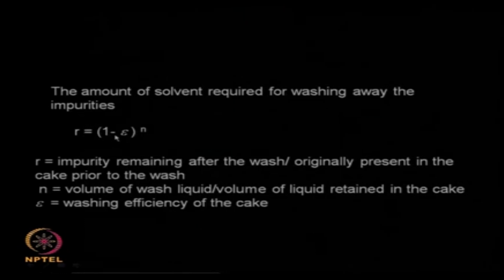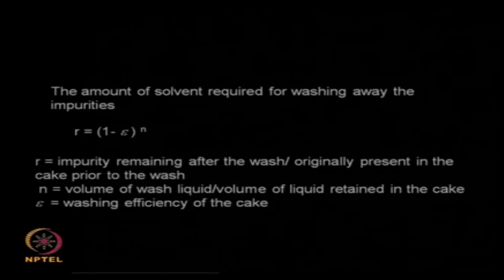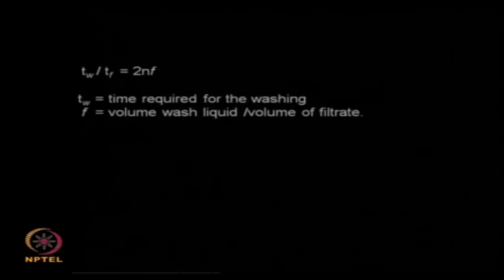Now this is a function of so many factors. It is a function of the solubility of the impurity in the washing liquid, the efficiency of your equipment, and how much liquid is retained by the cake. So it is a very simple relationship, R equal to (1 minus epsilon) raised to the power n, and it is an empirical relationship as I said. So using this relationship, knowing the right hand side we can calculate the left hand side, or knowing the left hand side we can calculate the right hand side.